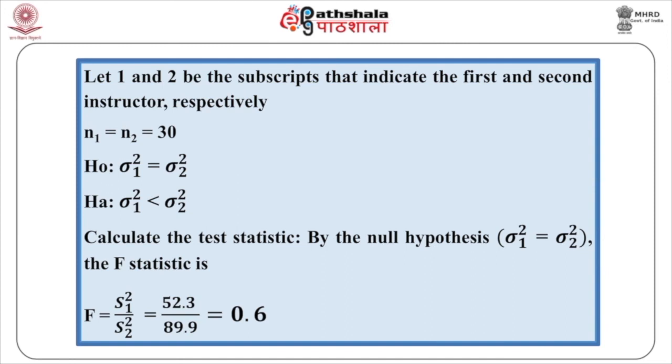Solution. Let 1 and 2 be the subscripts that indicate the first and the second researchers respectively. So n1 equals n2, which is equal to 30. The null hypothesis is sigma 1 squared equals sigma 2 squared. The alternate hypothesis is sigma 1 squared is less than sigma 2 squared. Calculate the test statistic under the null hypothesis, that is sigma 1 squared equals sigma 2 squared. The F statistic is F equals S1 squared divided by S2 squared, which is 52.3 divided by 89.9, which comes out to be 0.6.